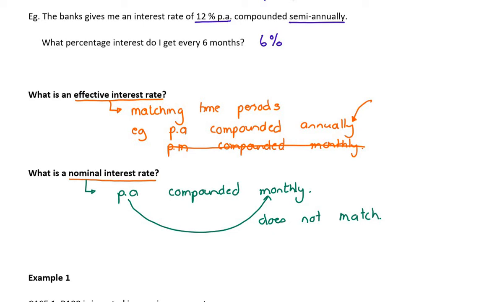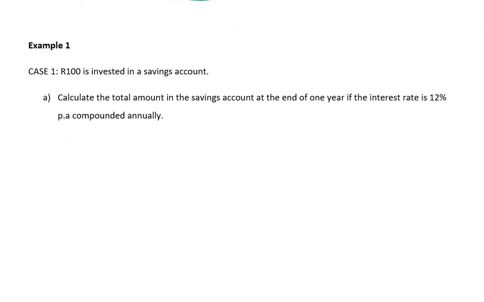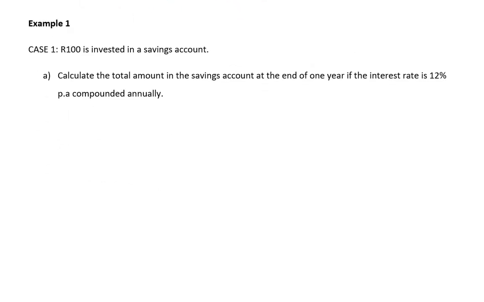So we'll come back to effective interest rates and nominal interest rates, those words, when we need them. Right, so let's look at an example which will hopefully kind of iron out things for us.